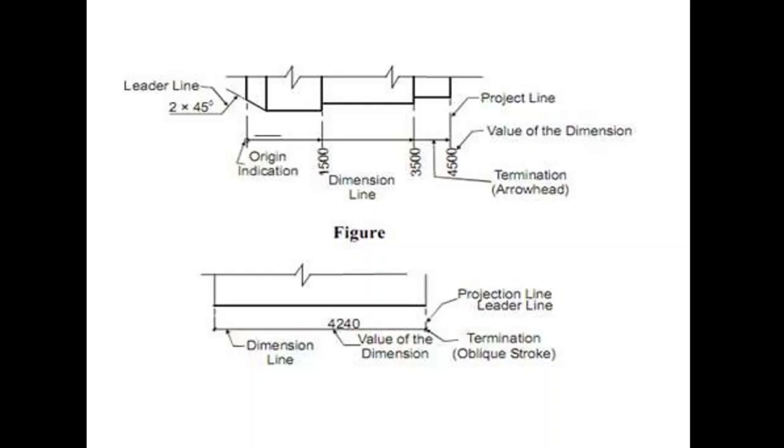Then if we have to give dimension from this point to this point, we will take a reference of this line and we will draw the projection line here, and for this line we will draw the projection line here. So the line which is drawn in between these two projection lines, while giving the dimension from this point to this, the line drawn is called as dimension line.